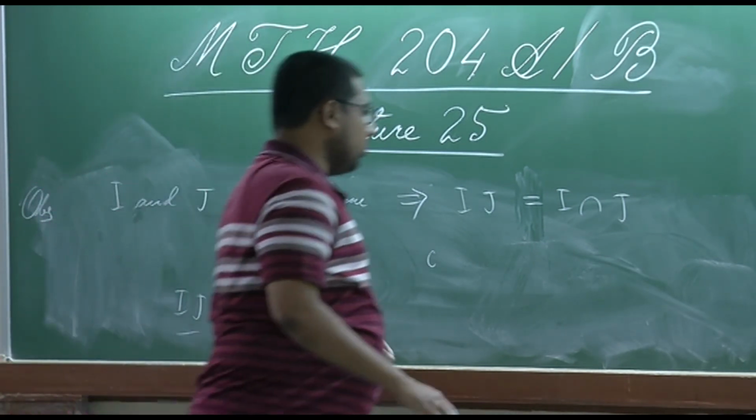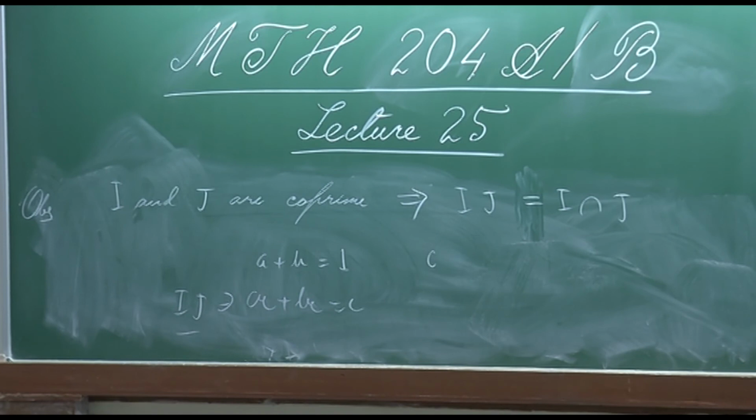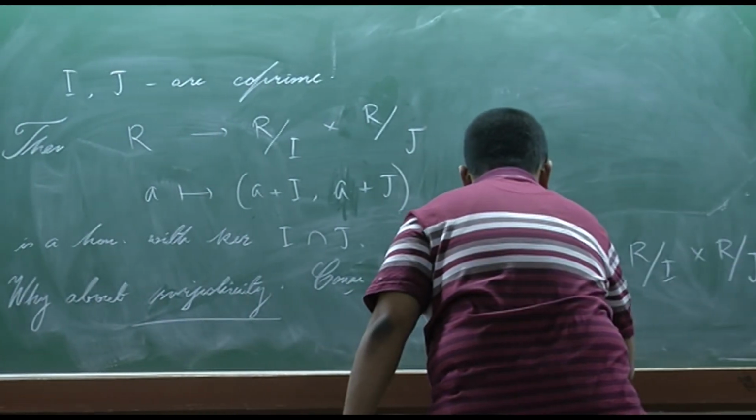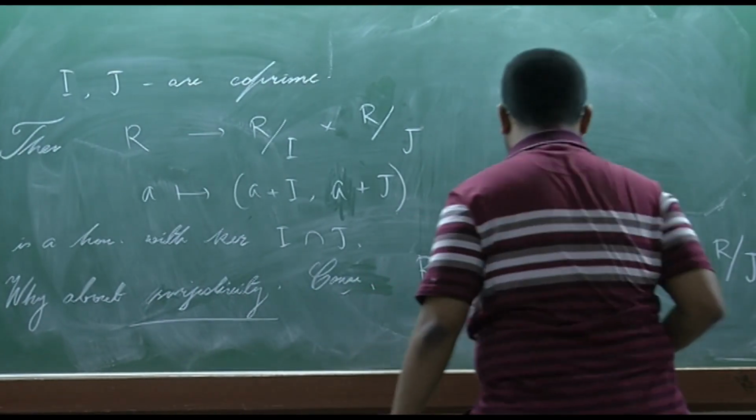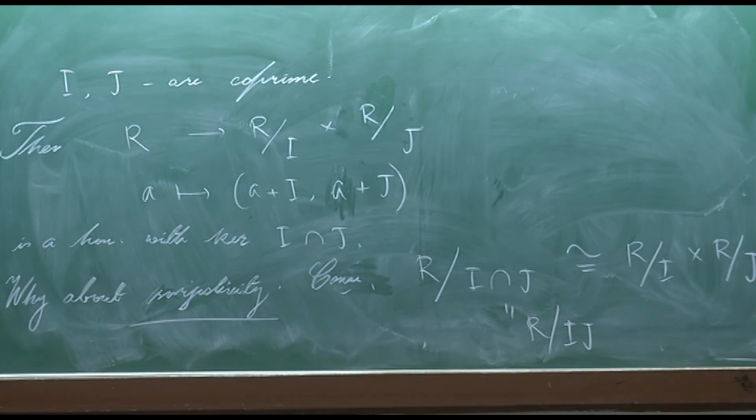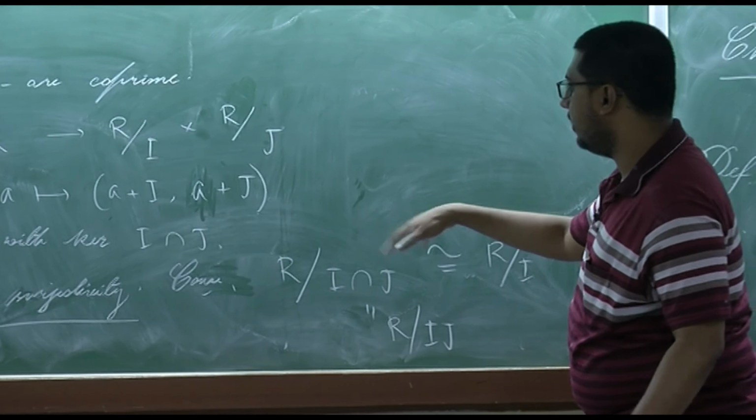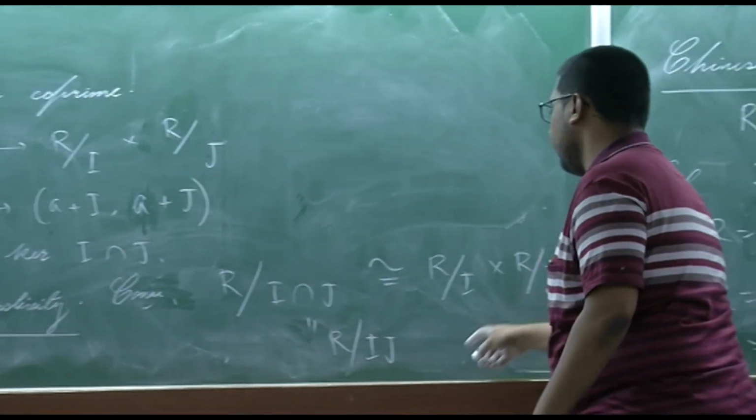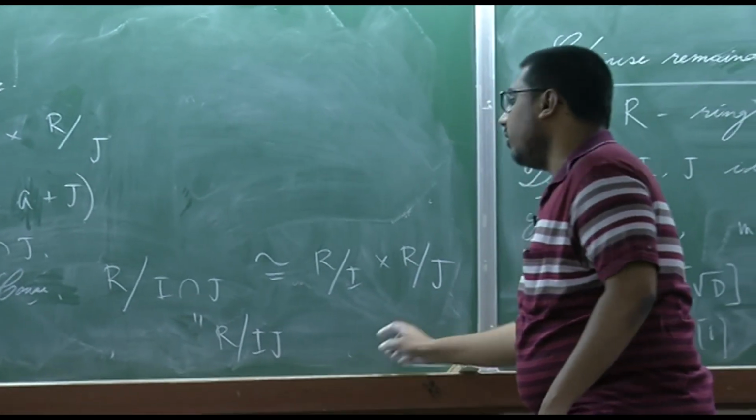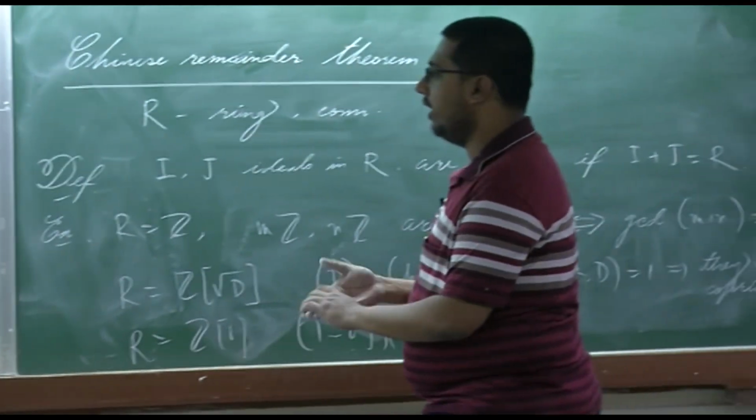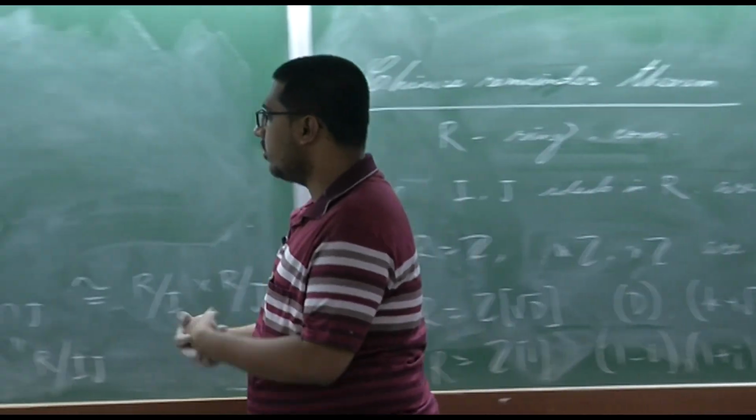Okay. So when they are co-prime, then this is in fact R modulo IJ. This is the simpler version, the special case of the Chinese remainder theorem. In the next lecture we will be proving the general version. Okay. So, with that I will finish.